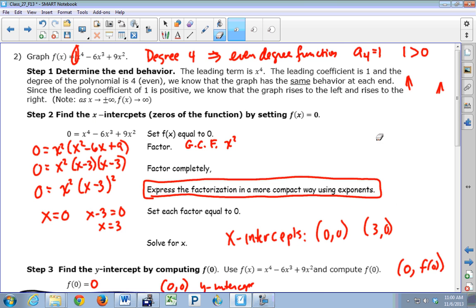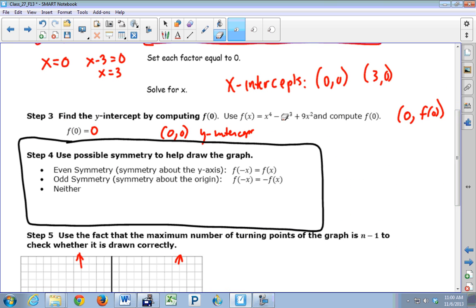So if we go back here to our graph, well, first of all, it's degree 4. There's no way it's going to have odd symmetry. So what you really need to do is check, does this have even symmetry, or does it not have any kind of symmetry at all about the y-axis or the origin? So you want to perform this test. If I take a value for x and plug it into f of x, this is what I get, x to the 4th minus 6x cubed plus 9x squared. That's f of x. I want to see if that's equal to f of the opposite of x.